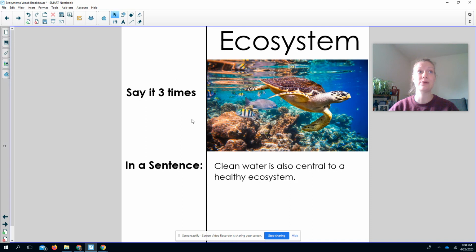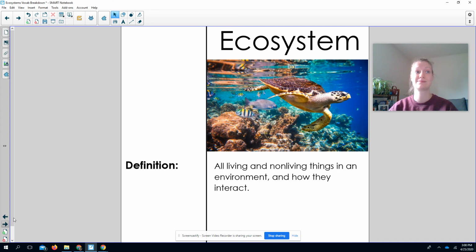The next word is ecosystem. We'll say it 3 times. Ecosystem, ecosystem, ecosystem. In a sentence, you might see, clean water is also central to a healthy ecosystem. The definition of ecosystem is all of the living and non-living things in an environment and how they interact.